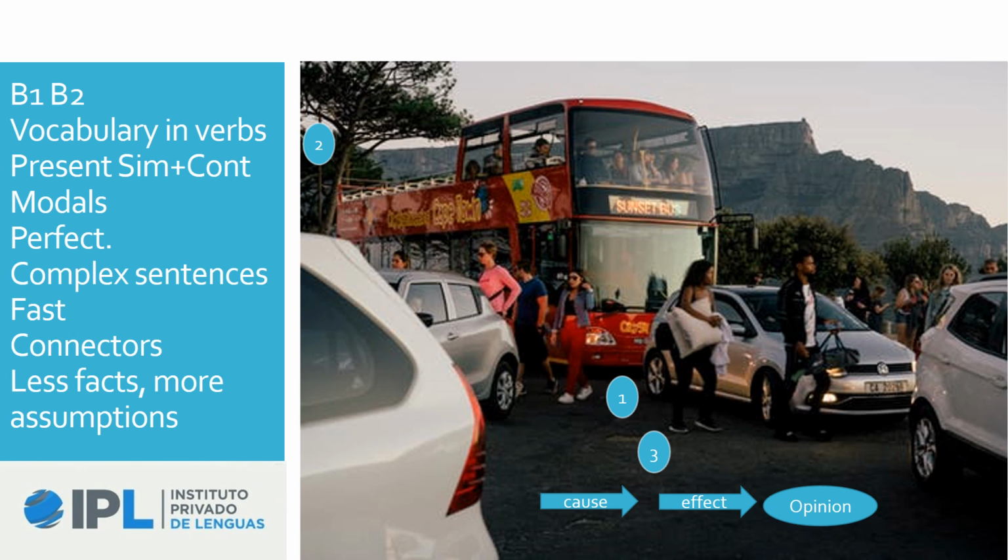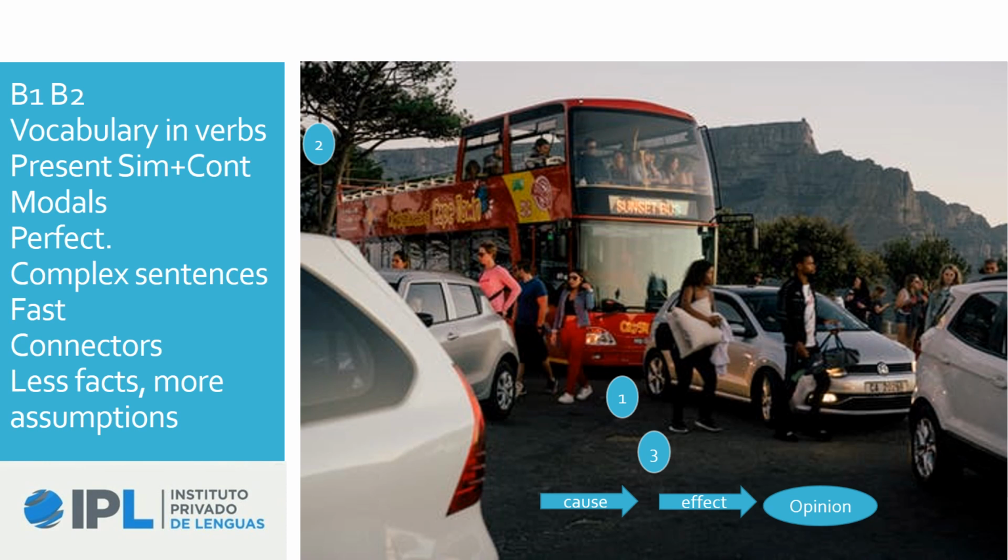So this is what really shows a higher level of language. You can use even the modals, but if your sentences are not complex, do not have two ideas combined in one through conjunctions and connectors, then probably you will show a lower level of English, okay? So we will use connectors, and we will focus less on facts and use more assumptions on what we see.